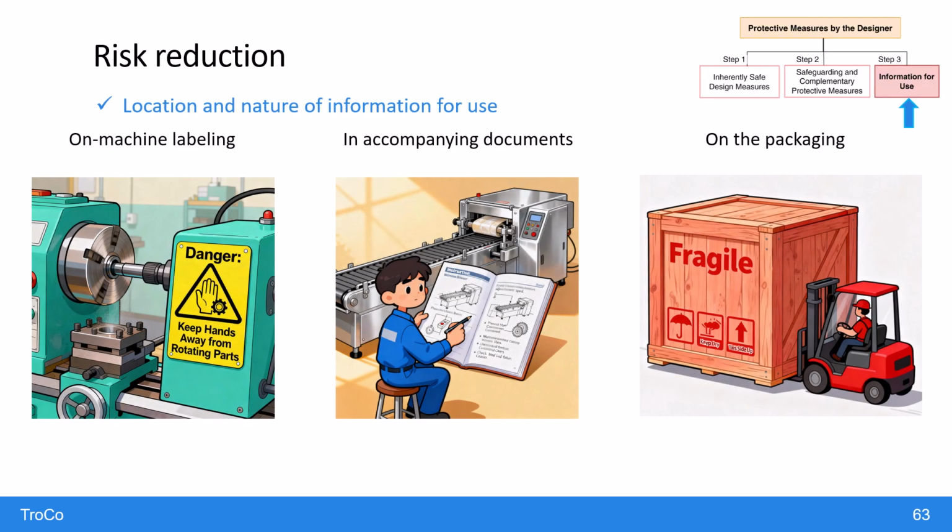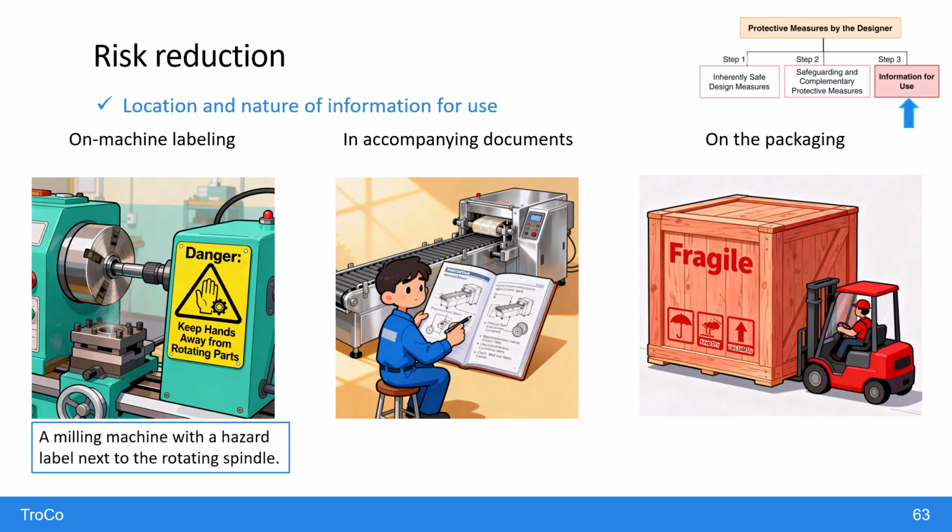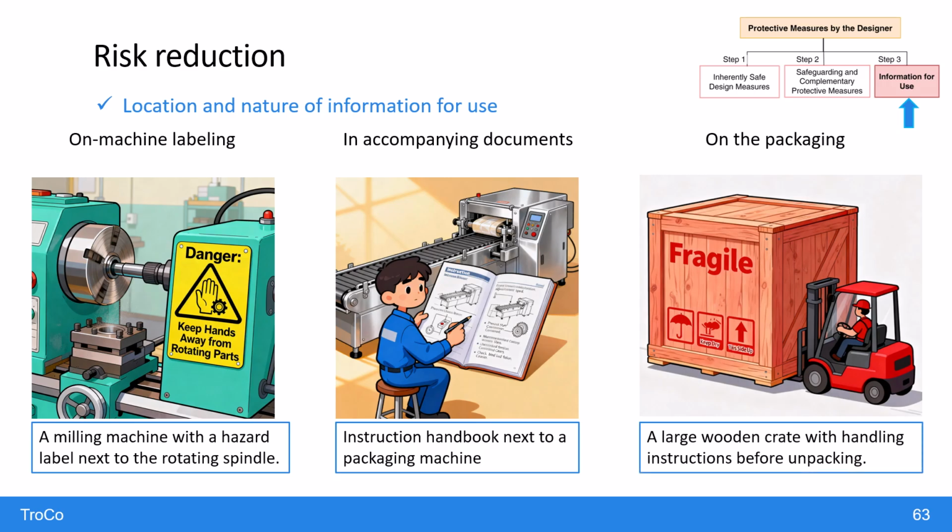Here are some examples of the location and nature of information for use. On machine labeling, a hazard symbol placed near the rotating spindle of a milling machine, reminding the operator to stay alert while working. Instruction handbook, a user manual provided with the machine, containing clear and complete instructions for safe operation. Packaging information, safety symbols, and handling instructions displayed on the packaging to ensure safe transport and unpacking before use.